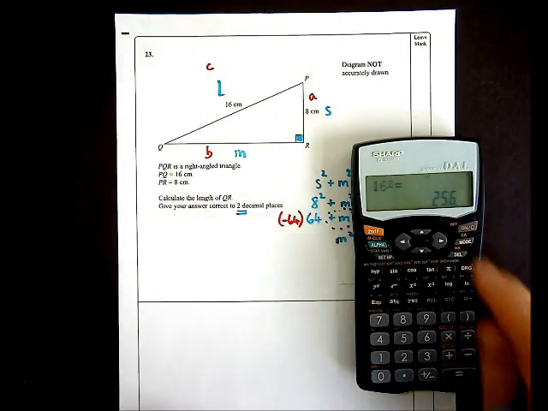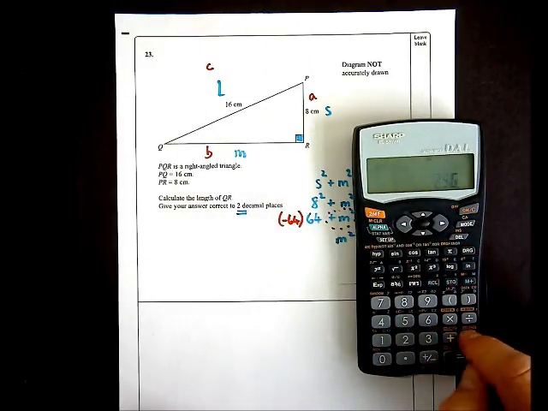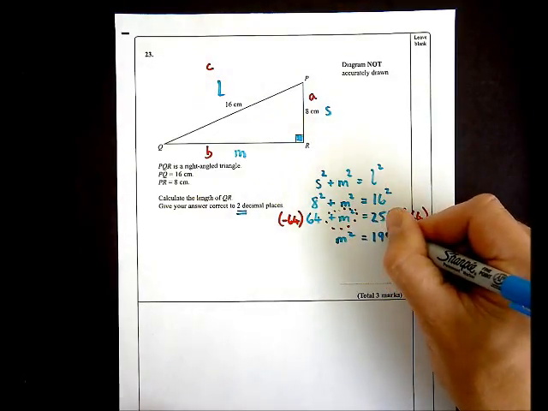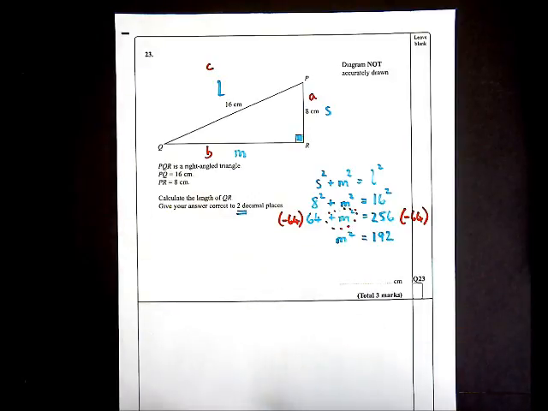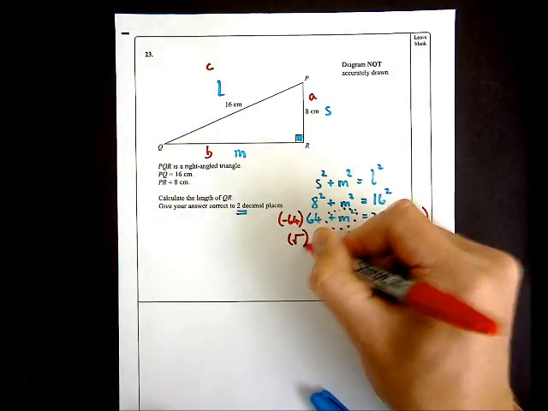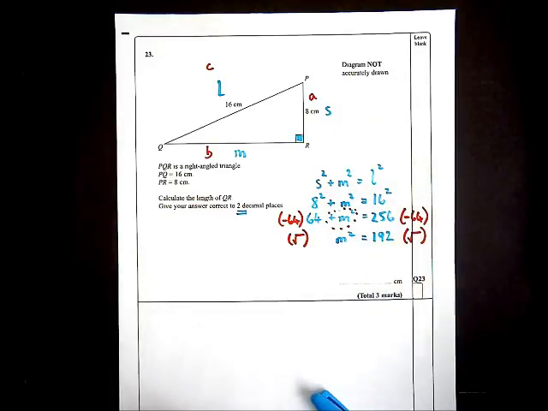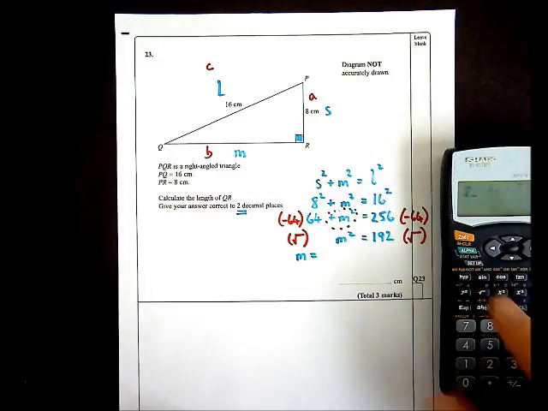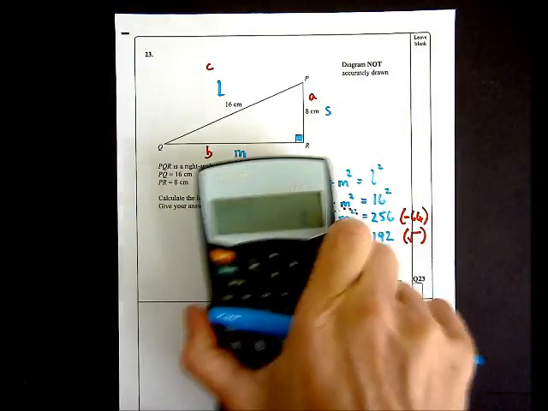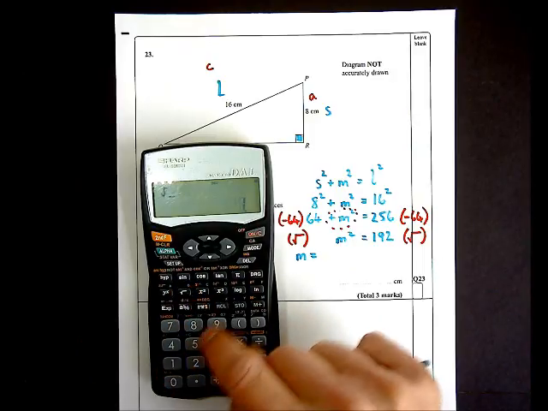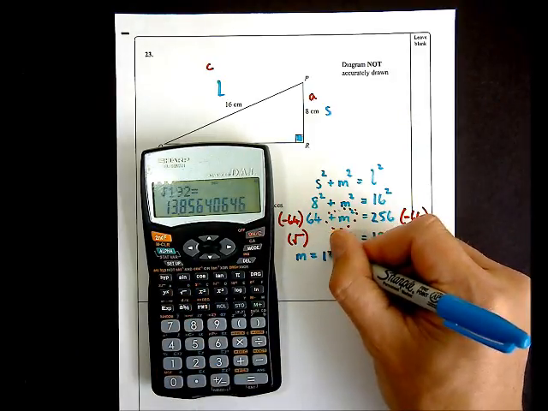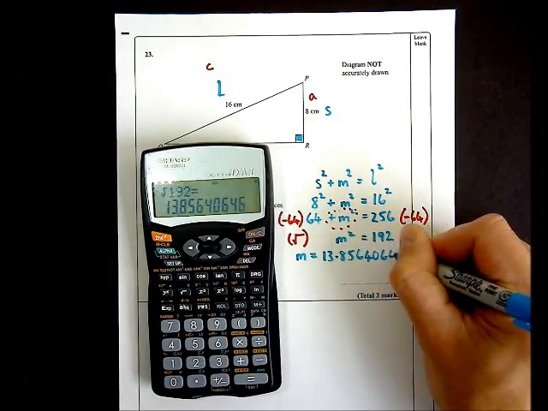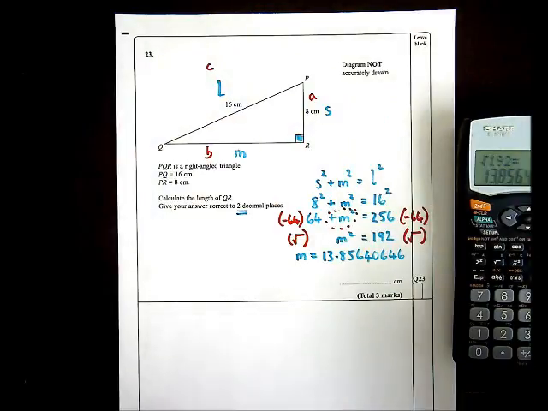So again, it's there, but I am going to type it in again. 256, take away 64. 192. Now that's m squared. I want to know what m is, so I'm going to have to undo the squaring, which is done by using the square root function. And I'm going to square root 192, and that will give me what m is. So the square root of 192 is equal to 13.856406646. And I'm asked to write that number to 2 decimal places.